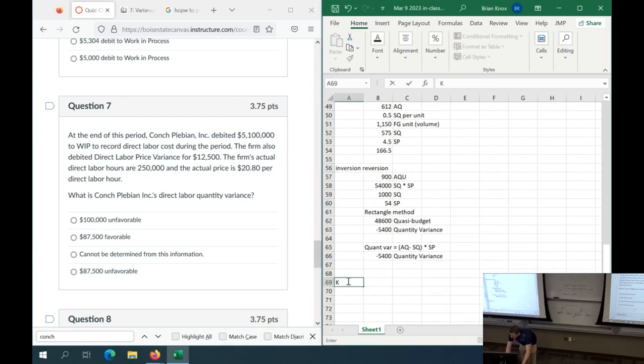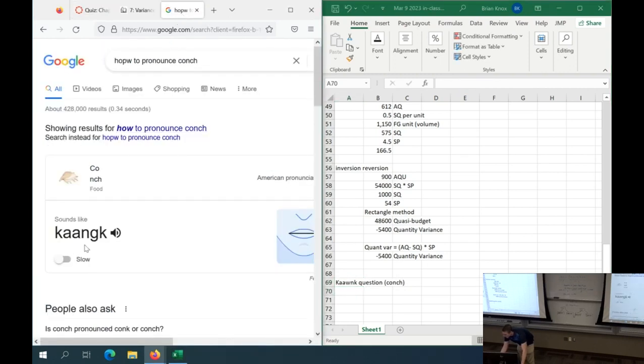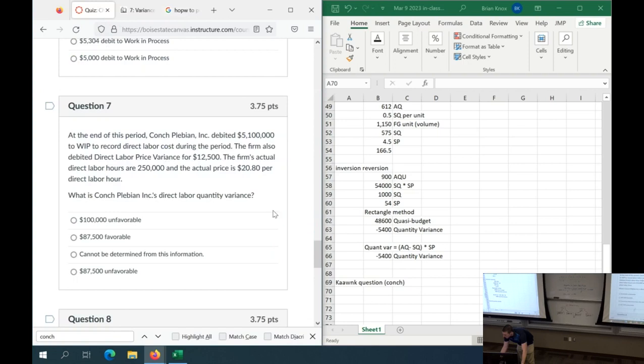I'm going to call this the conch question. That's how they phoneticized it, right? Conch. Oh, no W.